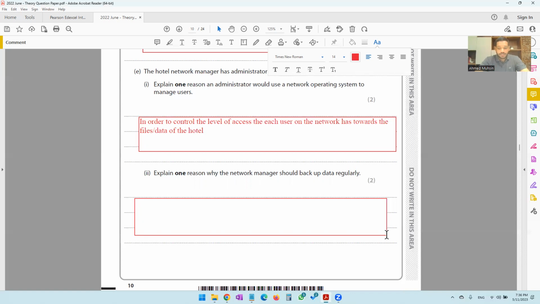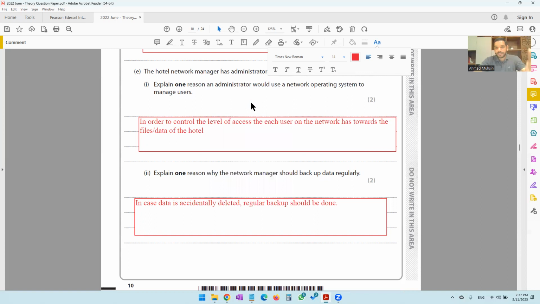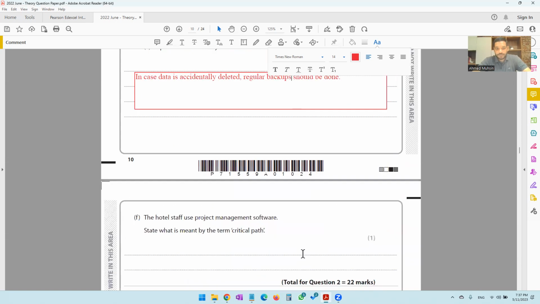You can say in case data is accidentally deleted, regular backups should be done. Instead of accidental deletion, you can talk about natural disasters, you can talk about fires, you can talk about hacking where your data is stolen. You can pick any one of them. Regular backups should be done.